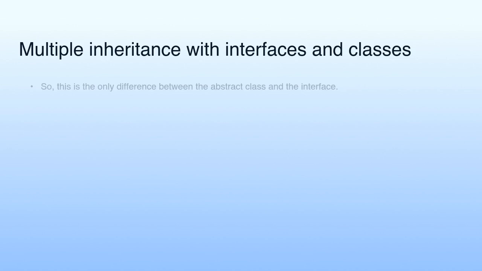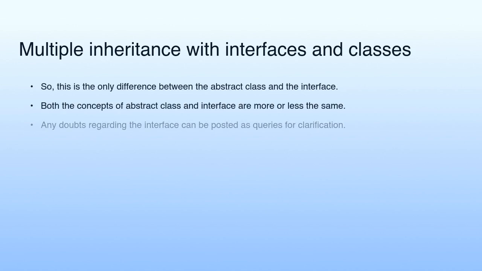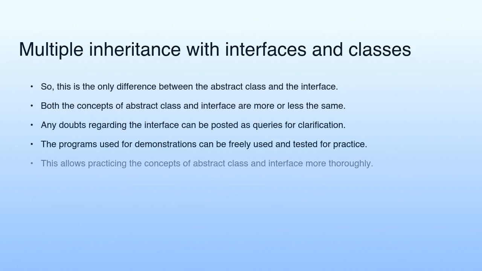This demonstration highlights the key difference between abstract classes and interfaces. While the concepts of abstract classes and interfaces are similar in many ways, interfaces can only declare method signatures, whereas abstract classes can provide method implementations. Any doubts regarding interfaces can be clarified through queries. The programs used in these demonstrations are freely available for practice and to solidify the understanding of abstract classes and interfaces.